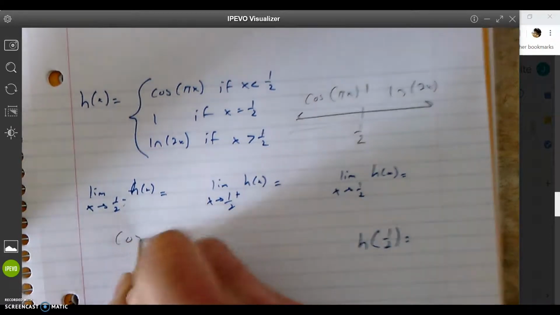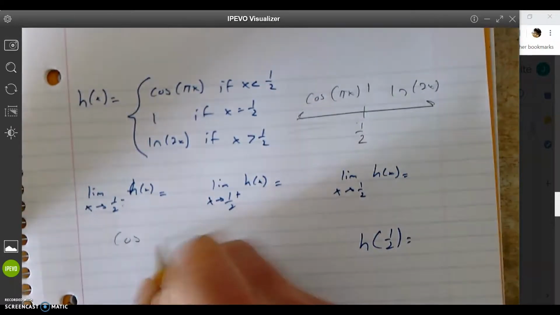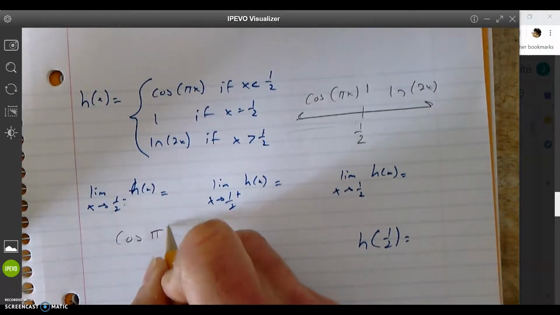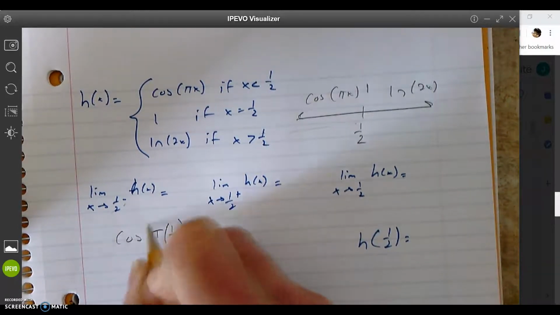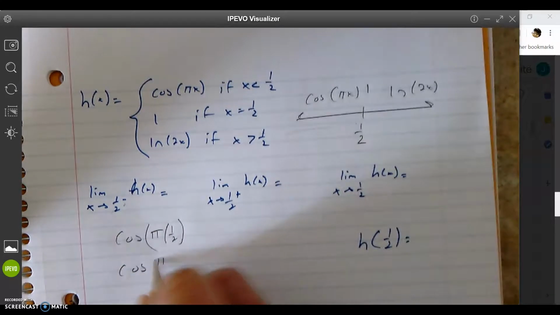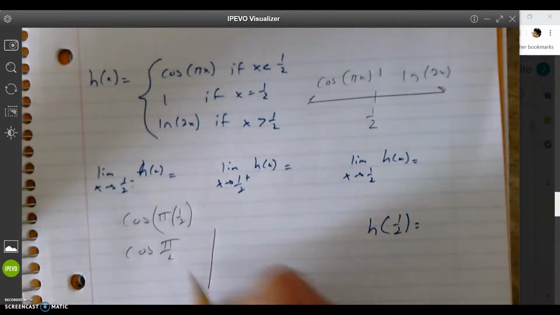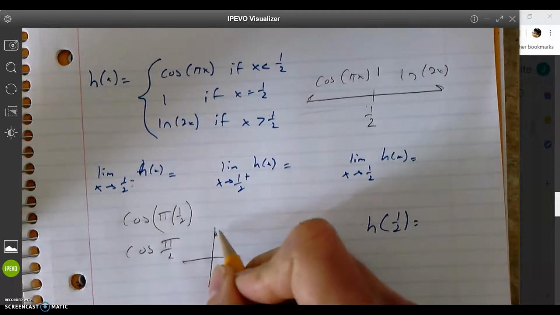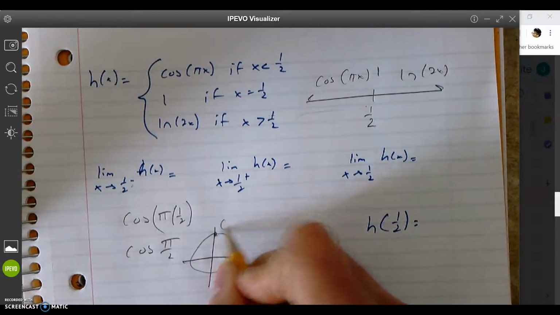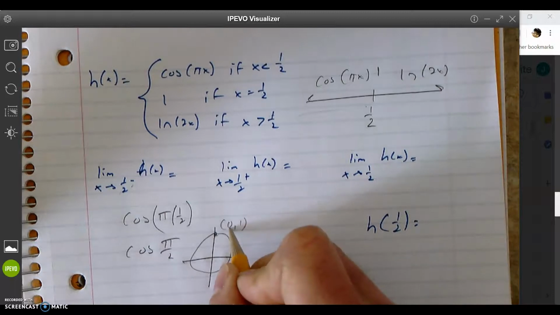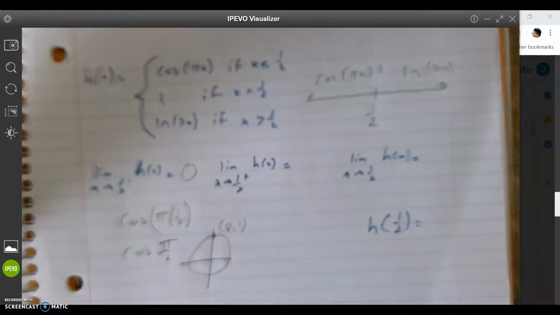That's going to be cosine of pi times a half, like that, which is the same as cosine of pi over 2. That's what that's saying. So cosine of pi over 2, that's here. That's pi over 2 right there on the unit circle. That point is (0, 1). And cosine is the x value, so that would be 0.